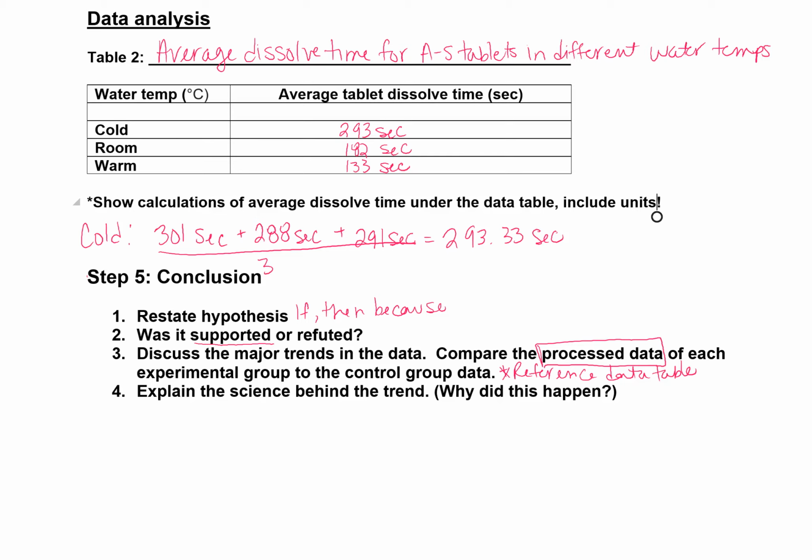And then finally, what you need to do is explain the science behind the trend. So really, why did this happen? In this case, we're talking about kinetic energy and the movement of water molecules, but you want to make sure that once you provide the data that supports the hypothesis, you show that you know what that data means. And these are the simple steps to writing a successful conclusion paragraph.